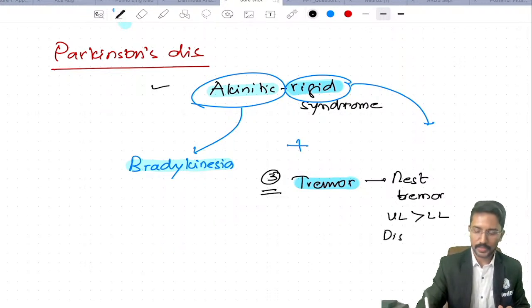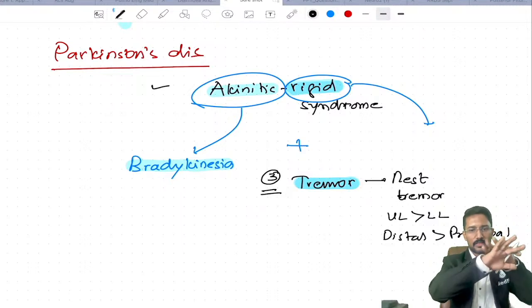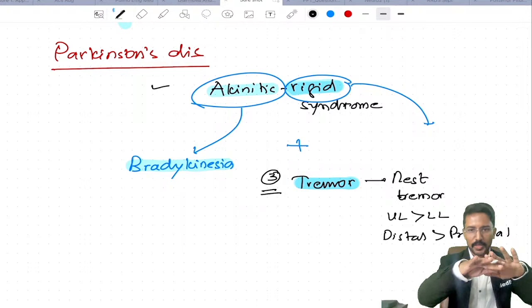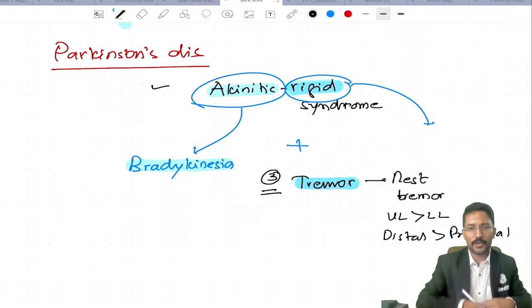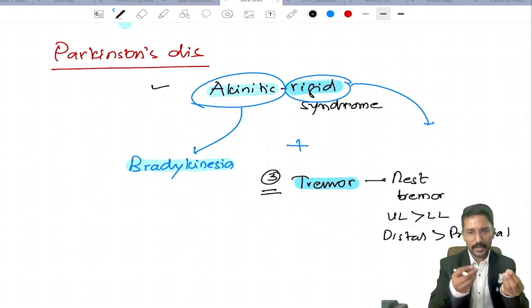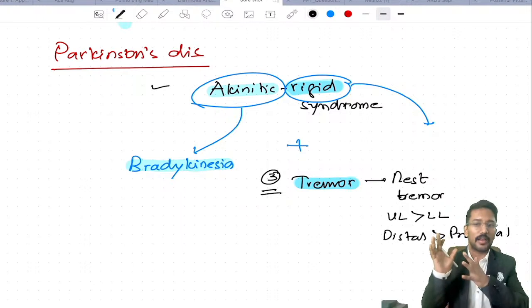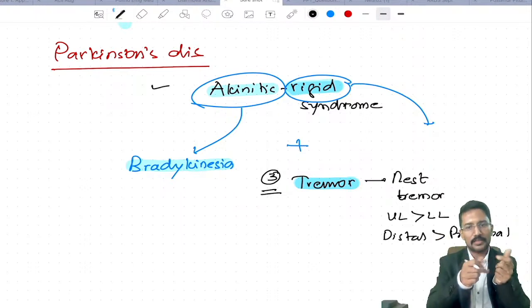It typically affects distal muscles more than proximal. Distal muscles means small muscles in your hands, proximal means around your shoulder. It typically affects here, not the shoulder. These patients are not having tremor of the shoulder, they're having tremors of the hands. Small muscles. Upper limb more affected. Their legs are not having pill rolling tremors. Very late they will present, but hands, that's the starting point.